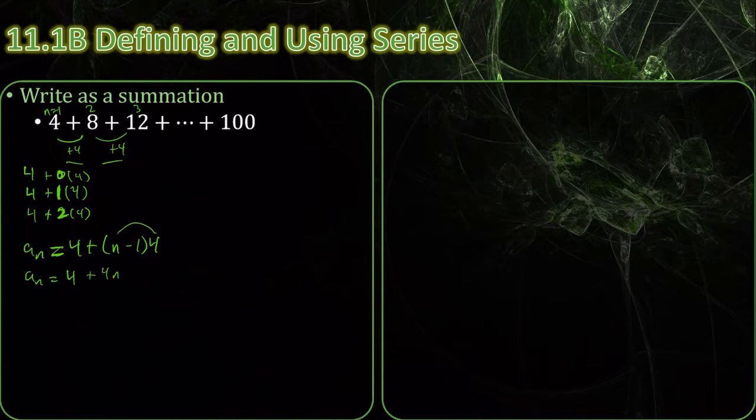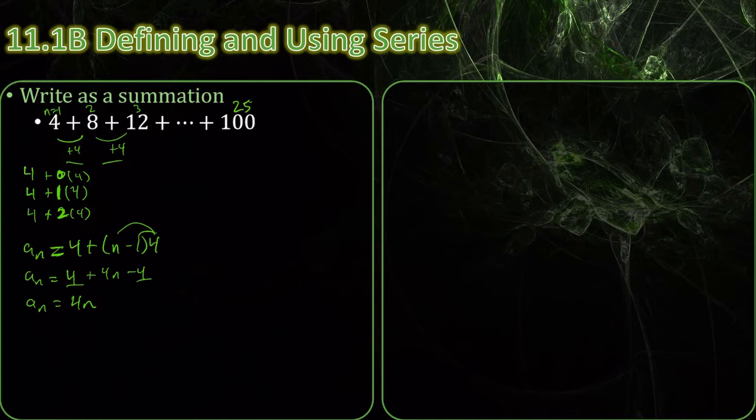Distribute. And you can see it comes out to be a_n, those cancel, equals 4n, which you might have just gotten. That's 4 times 1, 4 times 2, 4 times 3. If that's the case, up here is 4 times 25 for the 100.